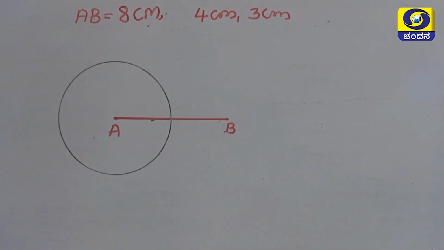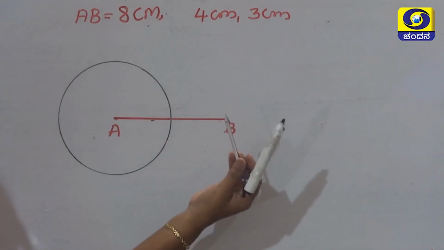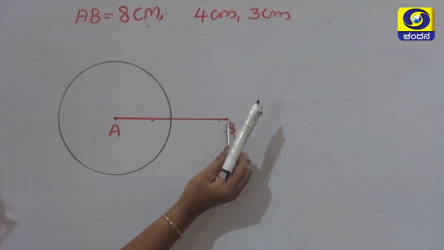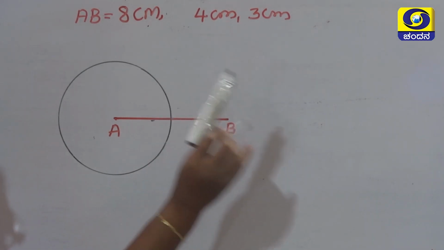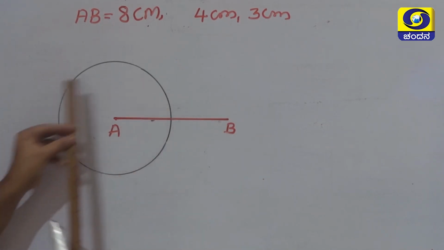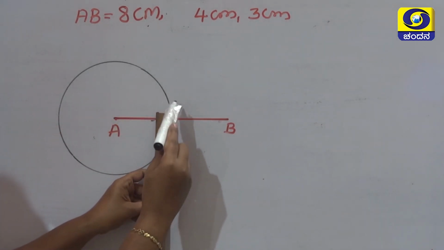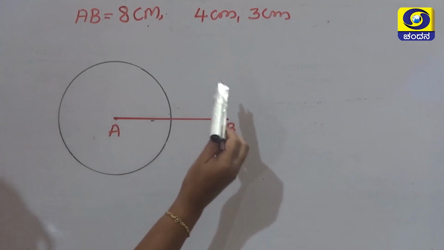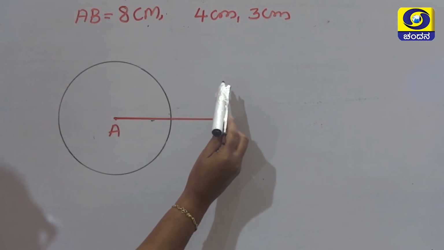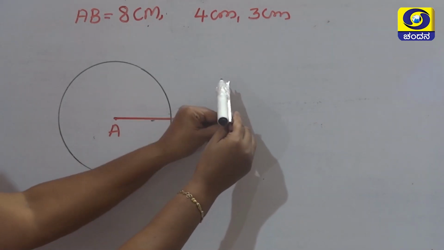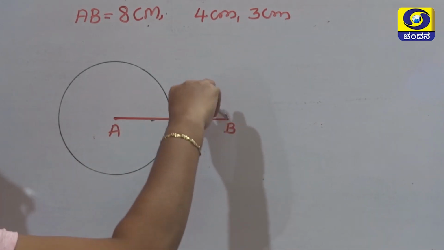Similarly, we have to draw one more circle keeping the needle of the compass at point B. It means taking B as center. Its radius should be 3 cm. Let me take a radius of 3 cm. Keep the needle of the compass here at point B and draw the circle.